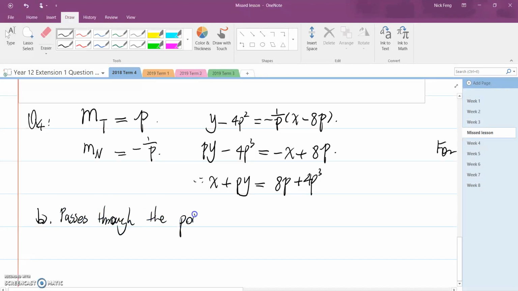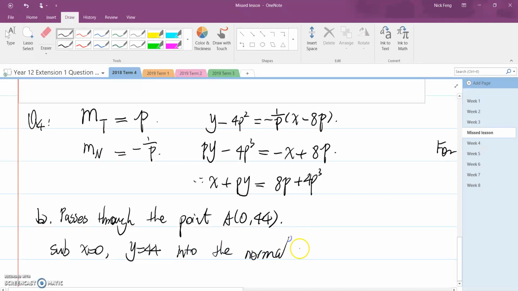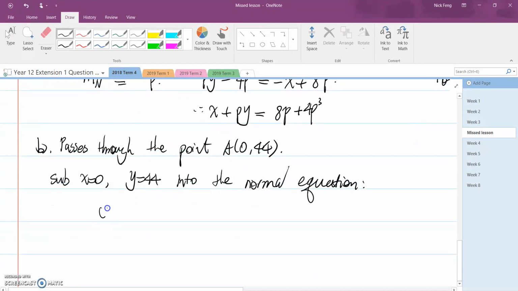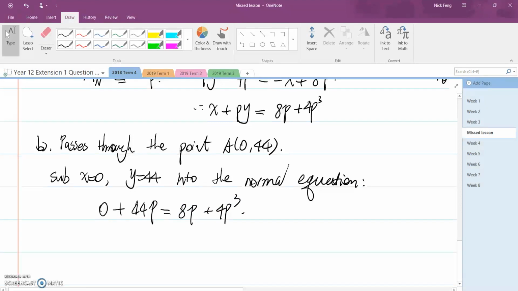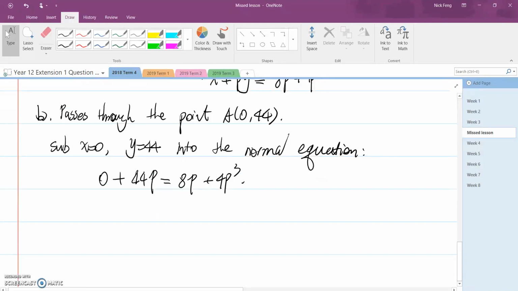Again, there's only one way we can deal with this. We just sub it in. So therefore, we sub x equals 0, y equals 44 into the normal equation. That will give us 0 plus 44p equals 8p plus 4p cubed. Let's move everything to the one side and solve this properly.